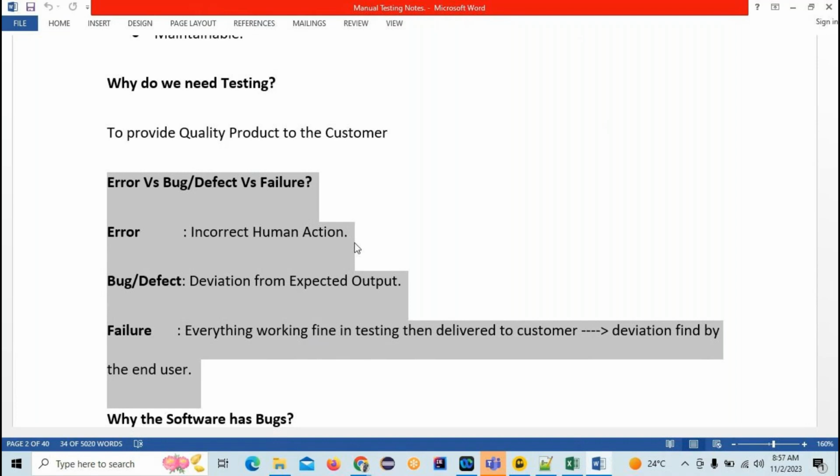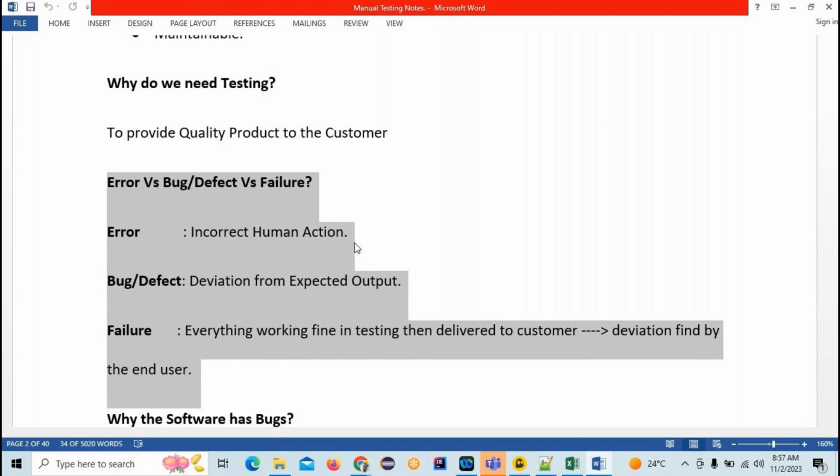Whenever you give the username and password as correct, your expected output is that it should log in. But here what is happening? It's not getting logged in. So here the actual output is different from the expected output. Here you can see the deviation from actual to expected. Then it is called a bug or defect. If you find this deviation, then it is called a bug or defect. But if this deviation is found by the customer after the product goes live, then it is called a failure for us. Then it is called an escalation.